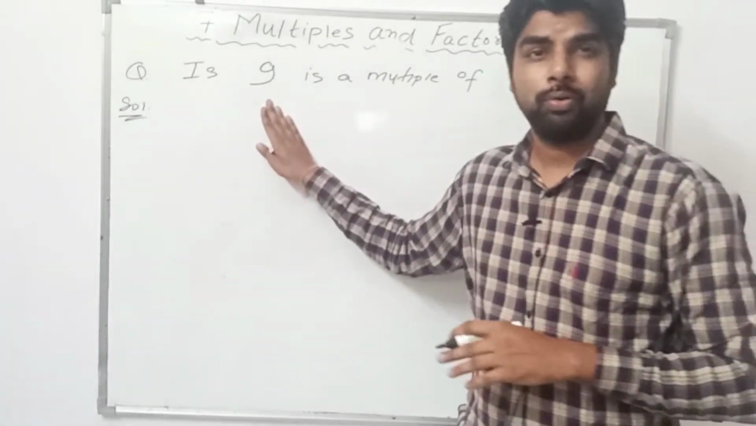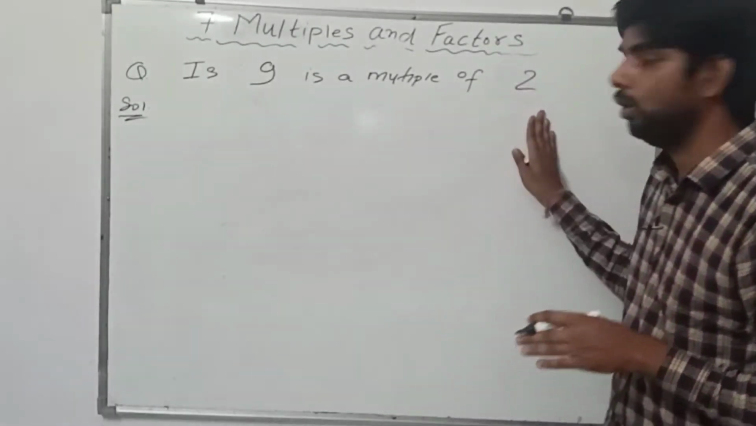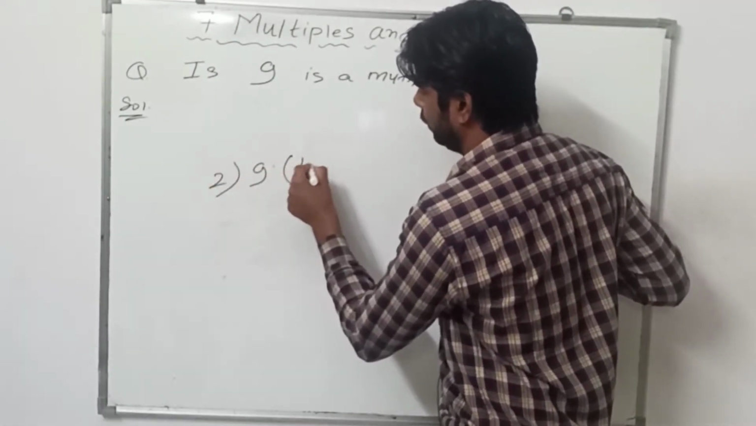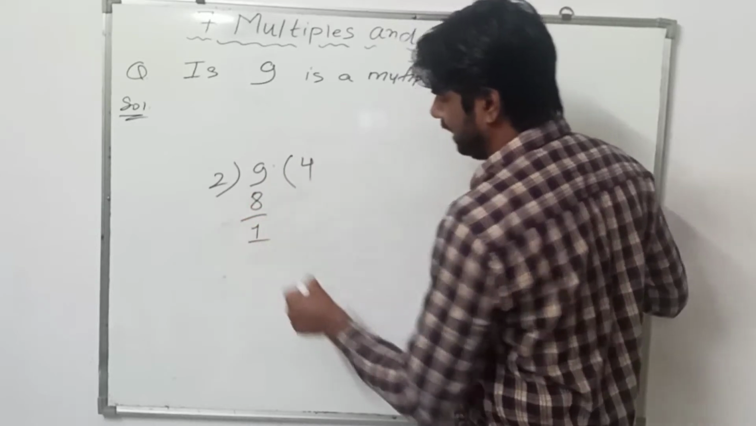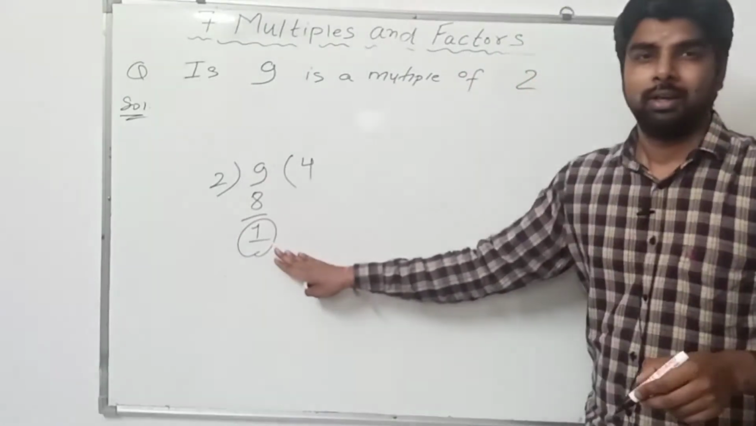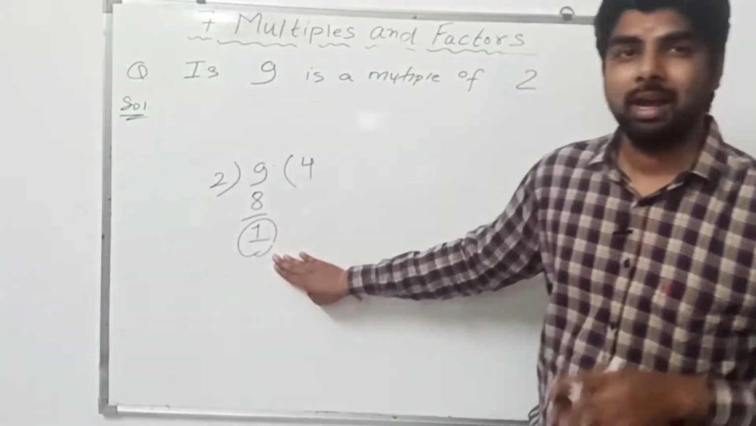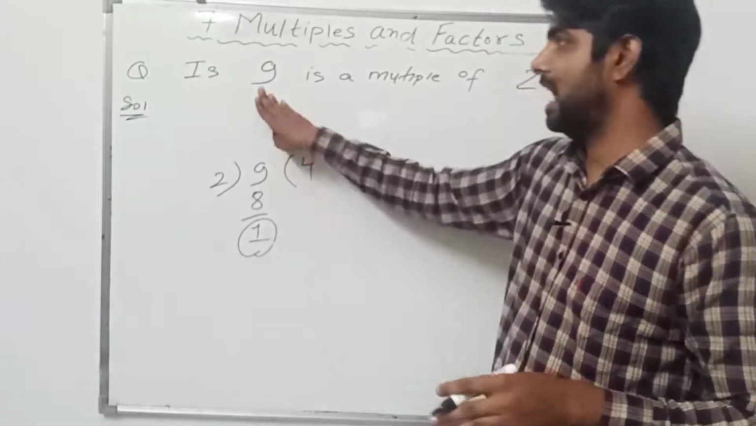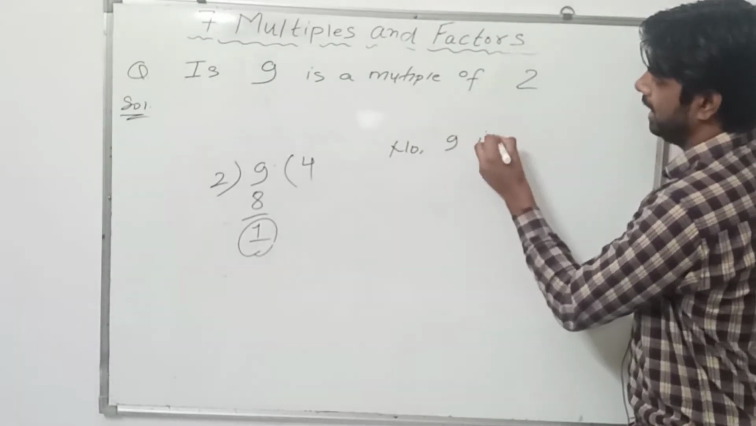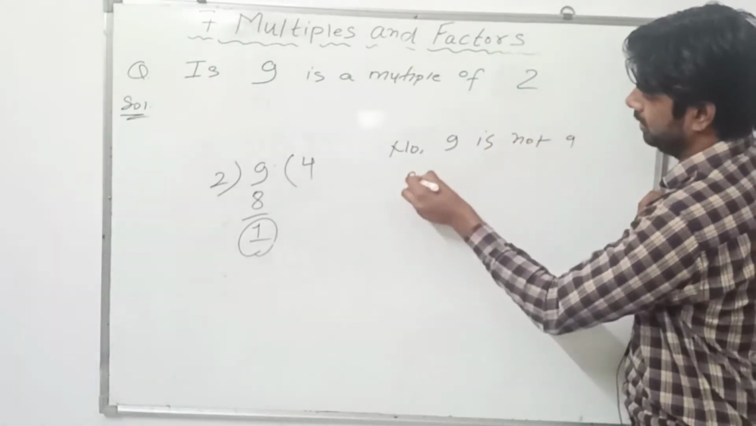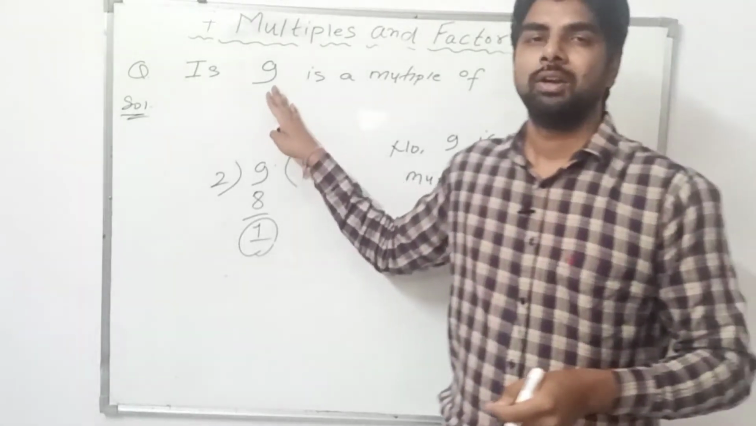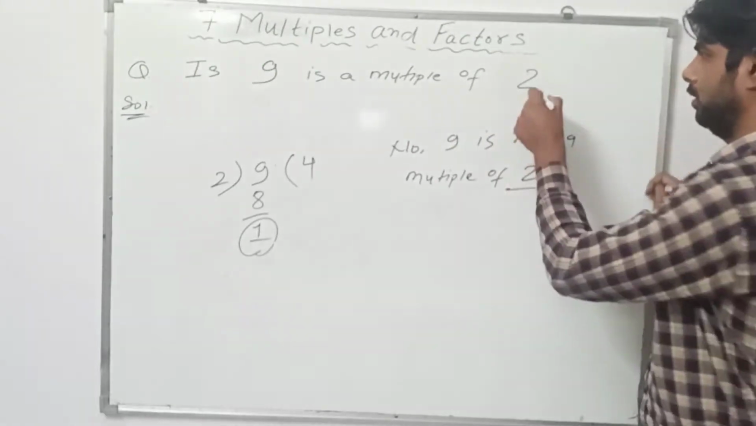Okay, we know 9 does not come in the table of 2. Let's see by doing this by the division method. So 2 4s are 8. What do we get as our remainder? 1. So from here we can see that when we get 1 as our remainder, or any number other than 0 as a remainder, that means that number is not a multiple of 2. So what will we write? No, 9 is not a multiple of 2. Means 9 does not come in the table of 2.